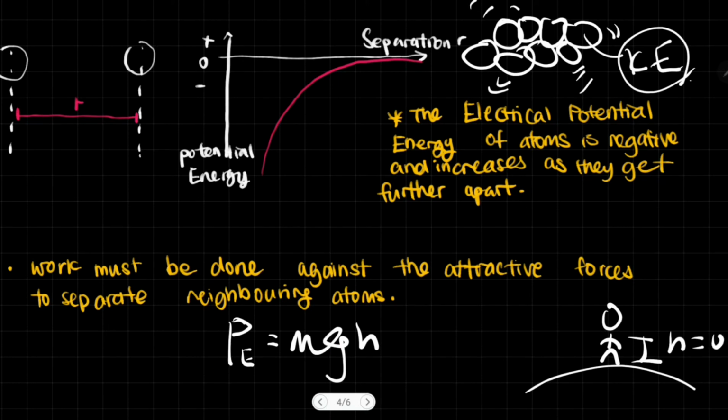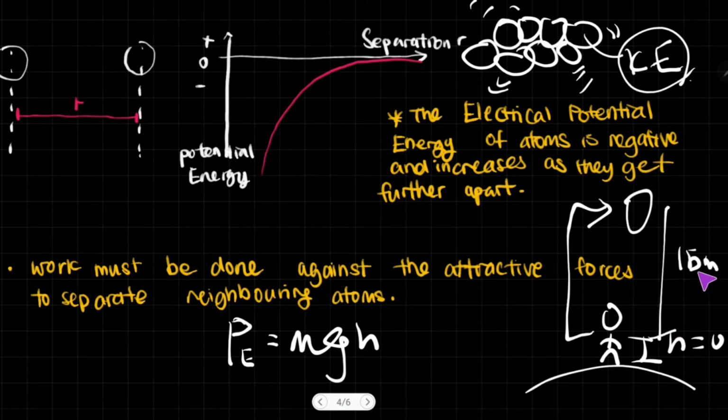Now, it follows from that idea that if you put something and you lift it upwards away from the Earth, let's say this is a ball, and maybe height is 15 meters now, 15 meters above the surface of the Earth, then you would have increased your potential energy by that much. So mgh would follow.